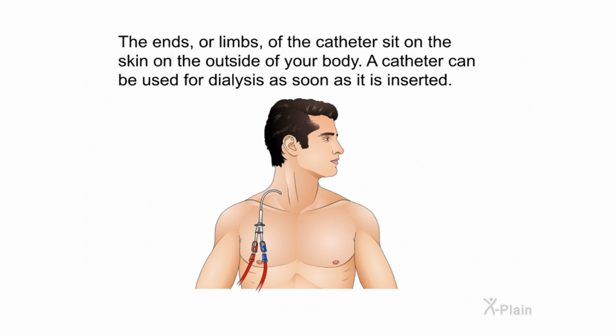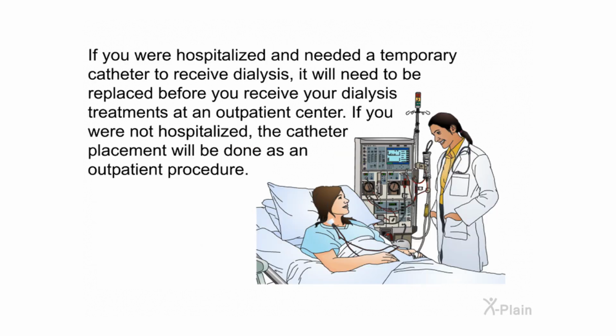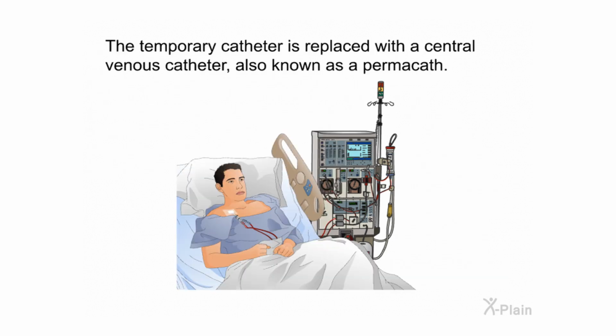A catheter can be used for dialysis as soon as it is inserted. A catheter will work for several weeks or months until your permanent access develops. The catheter is not a permanent access. If you were hospitalized and needed a temporary catheter to receive dialysis, it will need to be replaced before you receive your dialysis treatments at an outpatient center. If you were not hospitalized, the catheter placement will be done as an outpatient procedure. The temporary catheter is replaced with a central venous catheter, also known as a permacath.